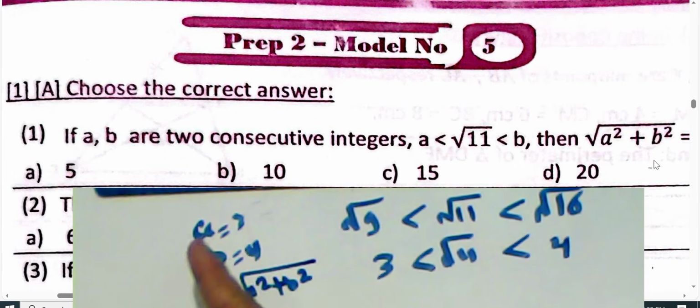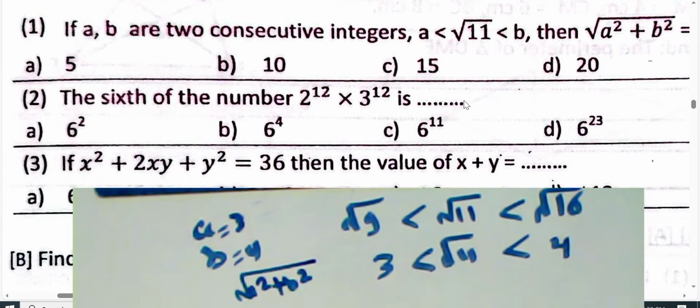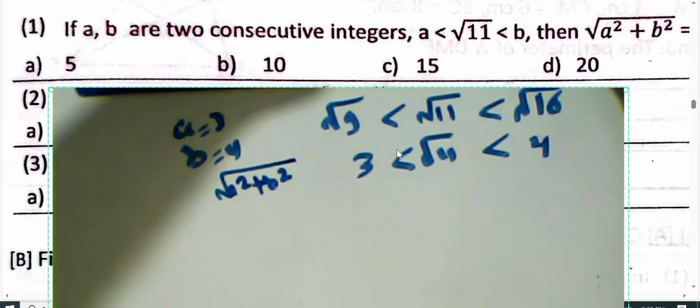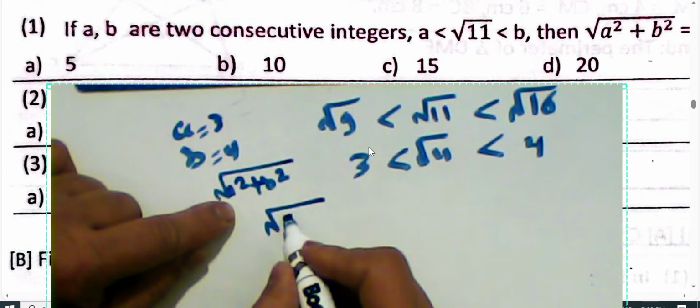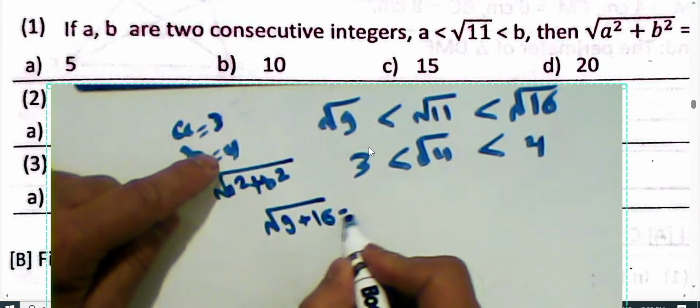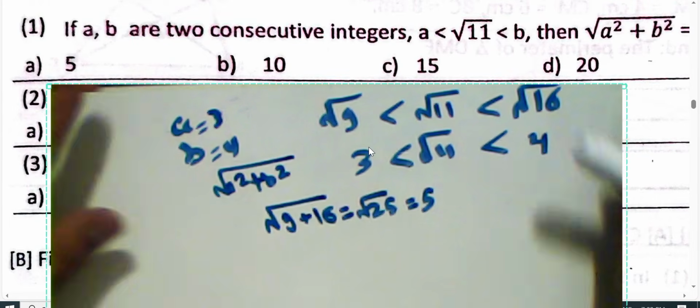A equals 3. 3 power 2 is 9. Then the answer here will be 9 plus 16. Square root of 16 plus 9 equals 25. Square root of 25 equals 5. First, 3 power 2 is 9. B power 2 is 16. Square root of 25 equals 5. Then the answer here will be 5. Understood?